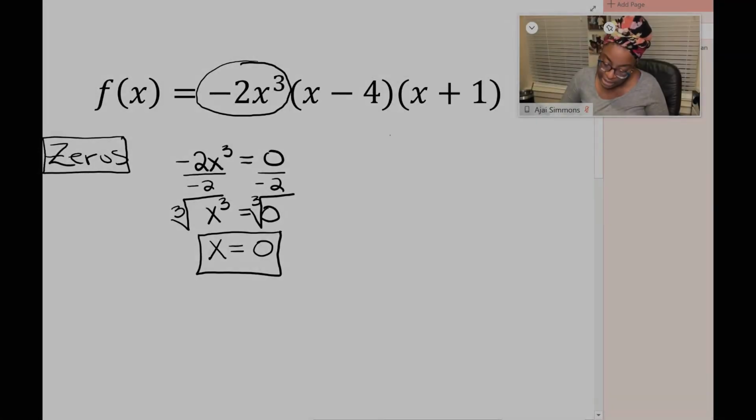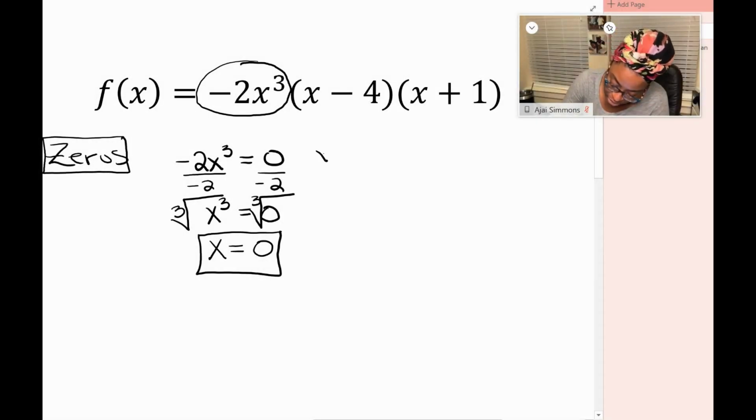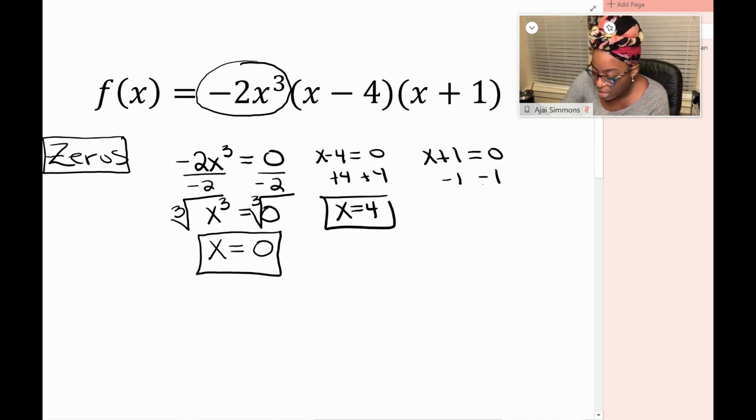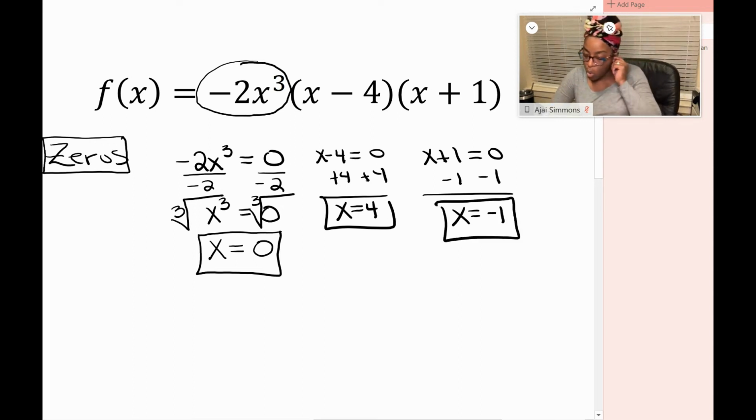Okay, let's set the next parenthesis equal to 0. And that's going to give you, if you go through and solve, x is equal to 4. So that's one of your zeros. And then you have x plus 1. If I solve for x on this one, I get x is equal to negative 1. Okay? So 0, 4, and negative 1 are my zeros.